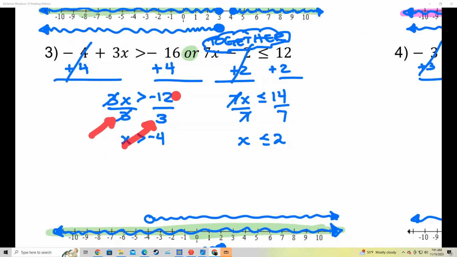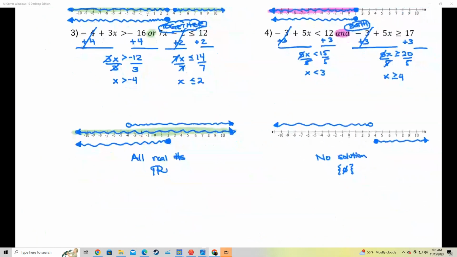I know the top is negative, but who cares? We're saying, what did you divide by? You divided by a positive 3. You do not change that symbol, okay? So the rest of the answers look like this.